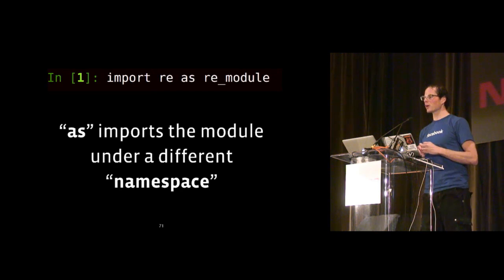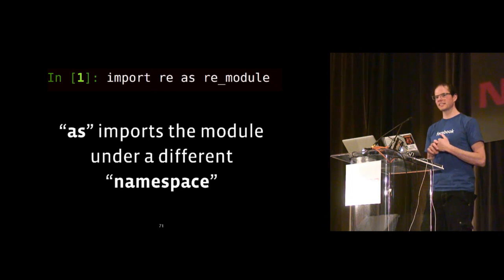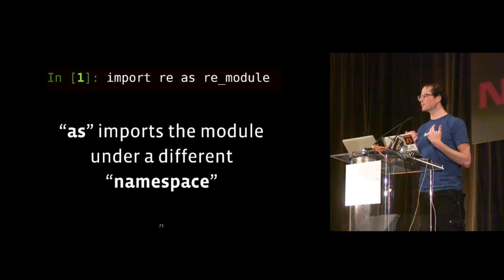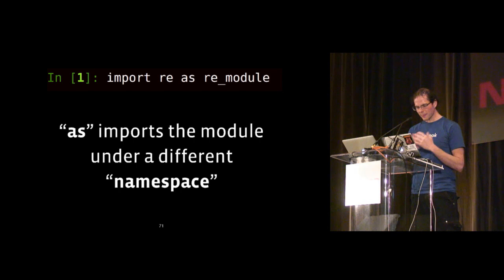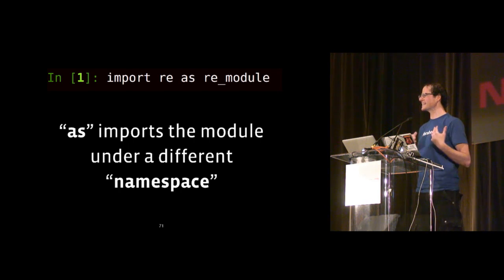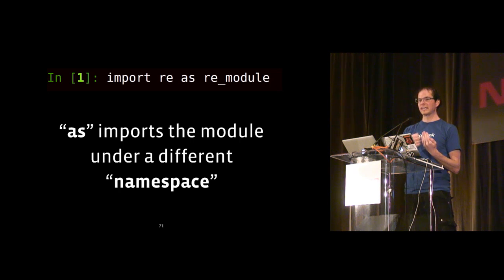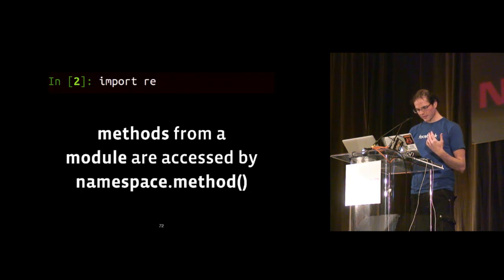Meaning that if you import re as something else, you might see this commonly with, for example, the pretty print module, which is commonly shortened to a couple letters instead. You will see this notation of import something as something else. And so what's going on here is we're importing the module and renaming it as re_module here. And so if we were to access methods from that, we can no longer access it from re. We would access it from whatever it's renamed to, the re_module.